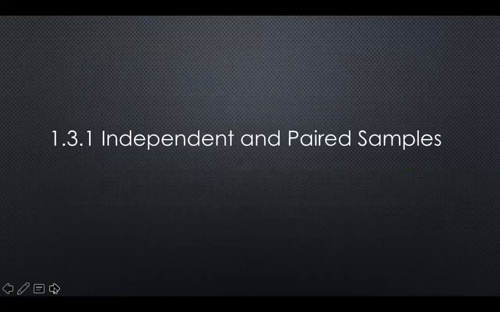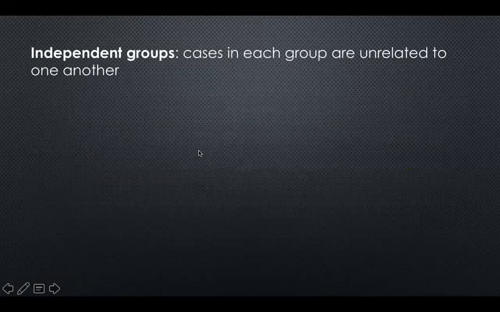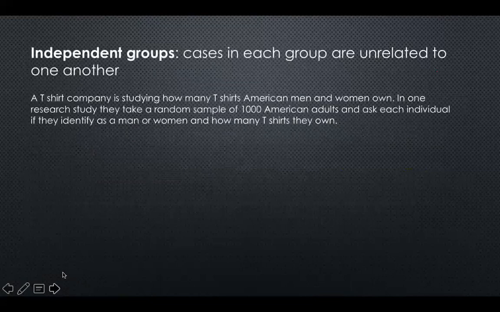So next is independent and paired samples. Independent groups are cases in each group that are unrelated to one another. So the changes in one group do not affect the change in another group, for example. So here's an example for independent groups. A t-shirt company is studying how many t-shirts American men and women own. In one research study, they take a random sample of 1,000 American adults and ask each individual if they identify as a man or woman and how many t-shirts they own.